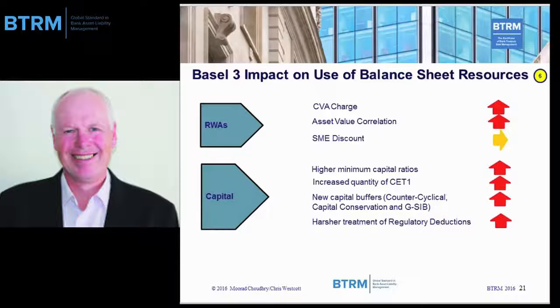So moving on to, so we've implemented everything, we've got all the right calculations, we've changed all the processes, we've changed all the systems, we've done it all within budget. Clearly, one of the things that we should have started thinking about right at the beginning of this journey is what is the implication of the new set of regulatory rules for our use of balance sheet resources. Now, in the case of Basel, this is, should we say, easy insofar as virtually everything is making life more difficult for those balance sheet resources. So, for example, the new CVA charge and the asset value correlation, they lead to a higher level of RWAs. All of the capital changes lead to a higher level of required capital.